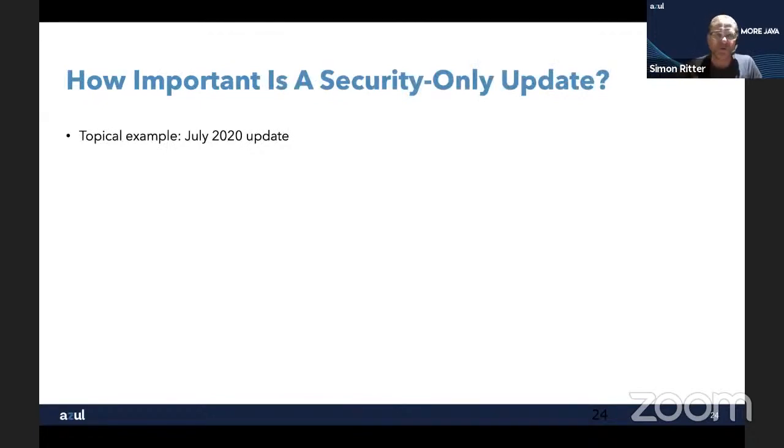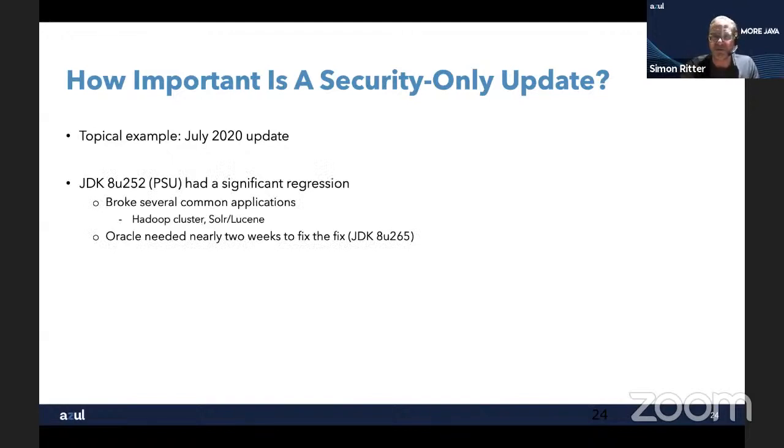Again, people will ask me, well, how important is it to have both a CPU and a PSU version of the update? And the answer is, well, yes, it actually quite is. Because if we only look at last year and the July update, what we find is that the PSU, update 252, and most of the time PSUs are even numbers, had a fix in it, which addressed a particular problem that had been identified, and Oracle created a fix.